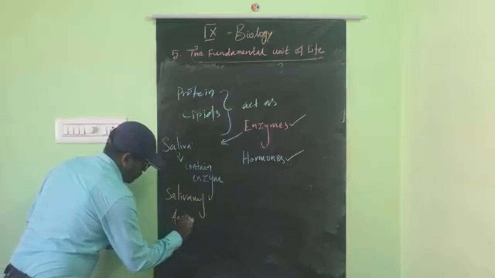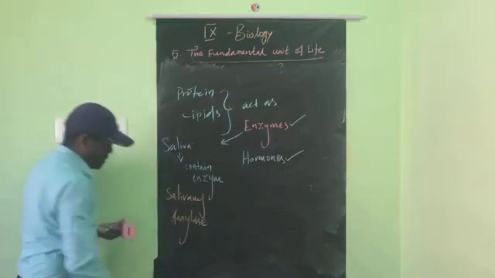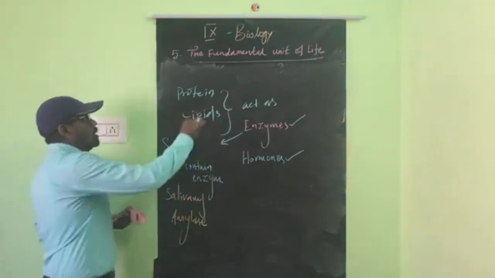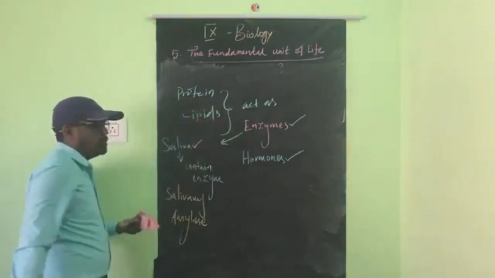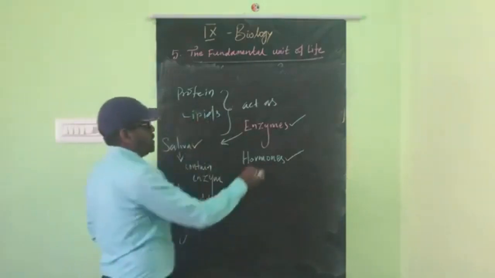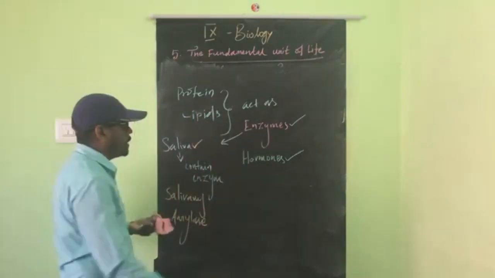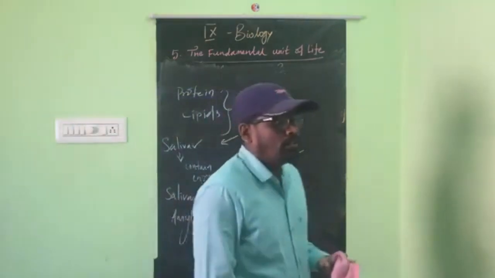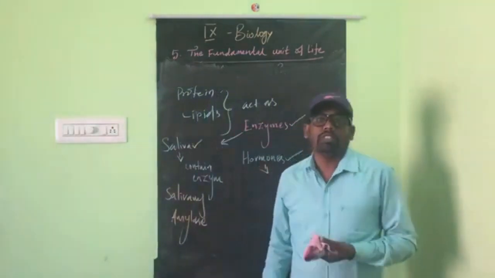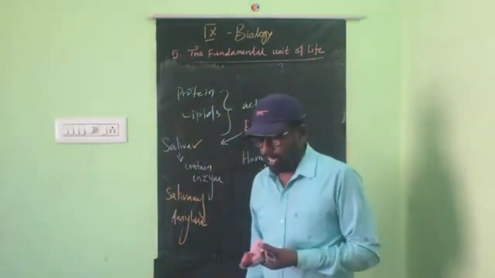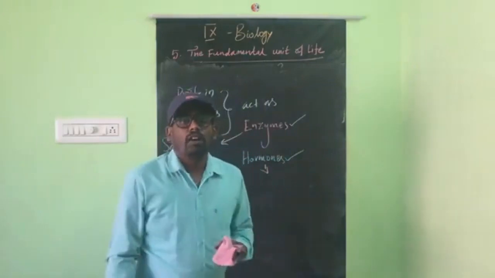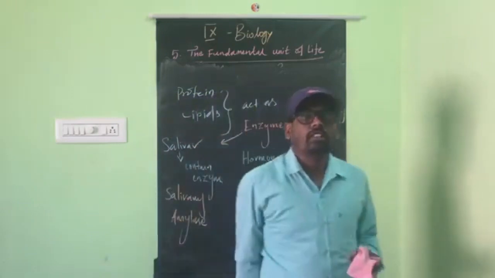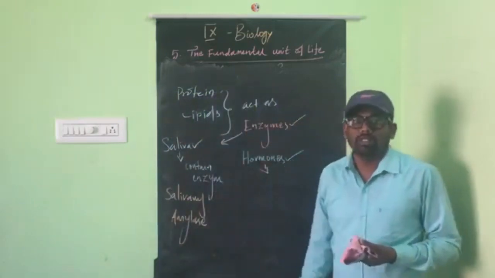Salivary amylase is responsible for breaking down starch into sugar molecules. So proteins and lipids sometimes act as enzymes and also as hormones. For example, last year we studied hormones in animals. Growth hormone, thyroxine, testosterone, and estrogen are hormones. So you studied many types of hormones.